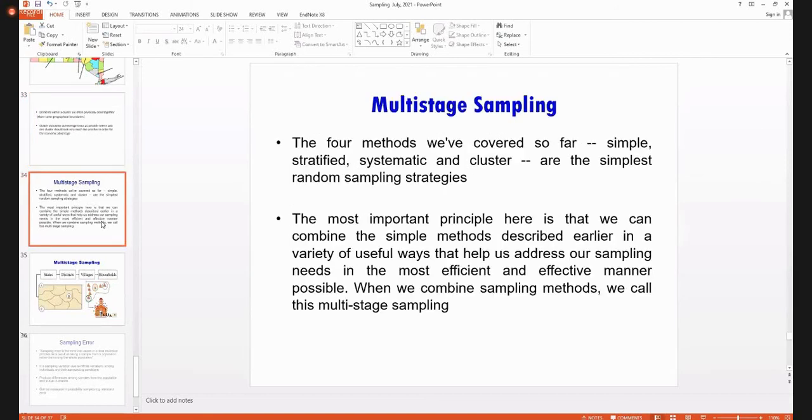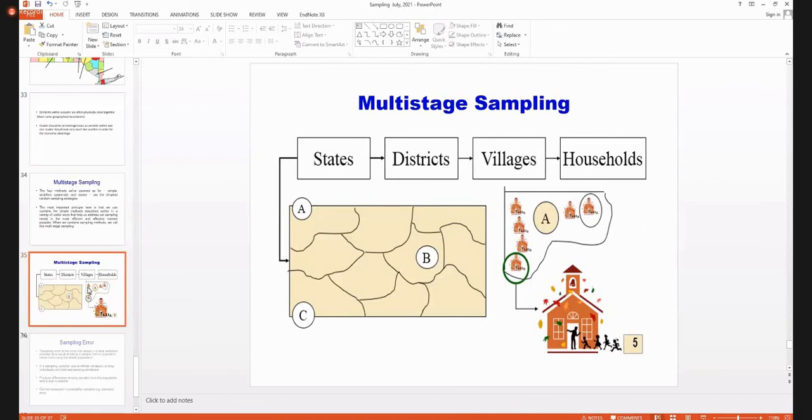The multi-stage sampling, this is the last sampling. What happens in multi-stage sampling is that you combine 2, 3, 4 techniques for a large geographical level of survey, like a nationwide survey. Then you can combine various techniques, and that we call multi-stage sampling. For example, if you are conducting a survey in Pakistan, you have 4 provinces. So you will select the 4 provinces.